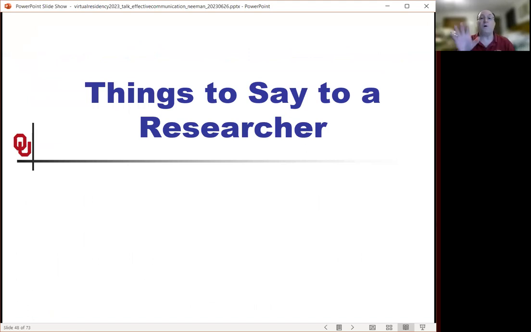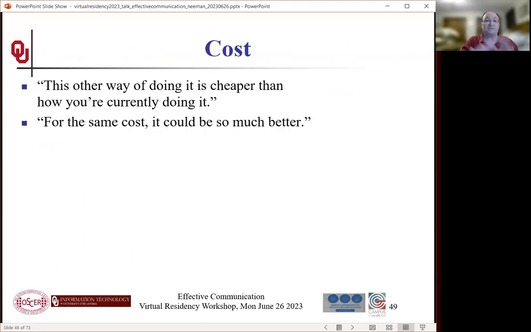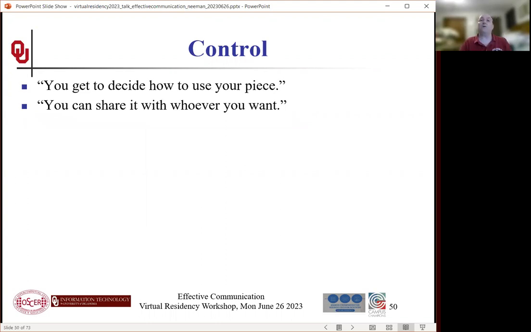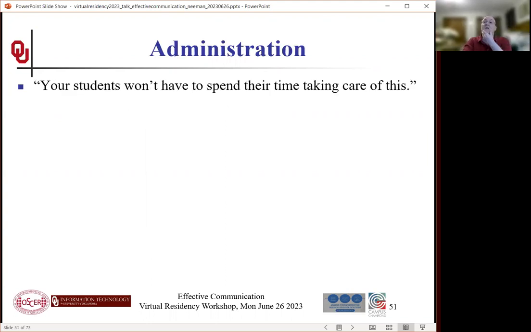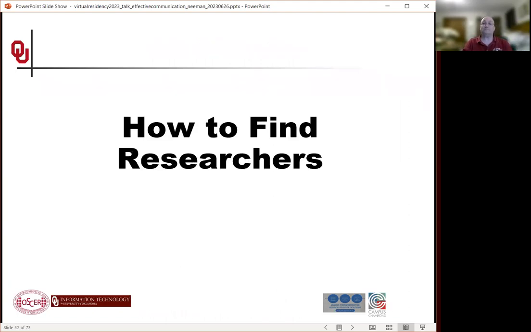Okay. I'm very low on time, so this is probably as far as I'm going to get, this little section here. So, things you can say to a researcher. This other way of doing the same thing you want to do is cheaper than how you're doing it right now or how you want to do it, right? Or for this same cost of what you're paying, here's how it could be so much better, right? They love hearing that. You get to decide how you use your own piece. You get to decide who uses it, right? They love that. Your students are not going to have to spend time being system administrators. Right? They can be productive in their research instead of being distracted by making the machines run. All of those things are things researchers love to hear.